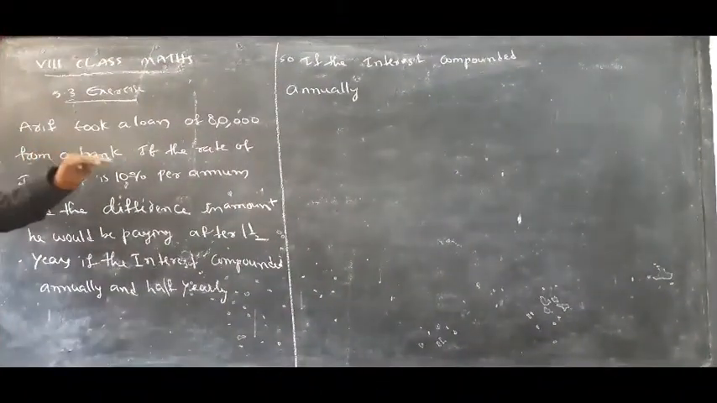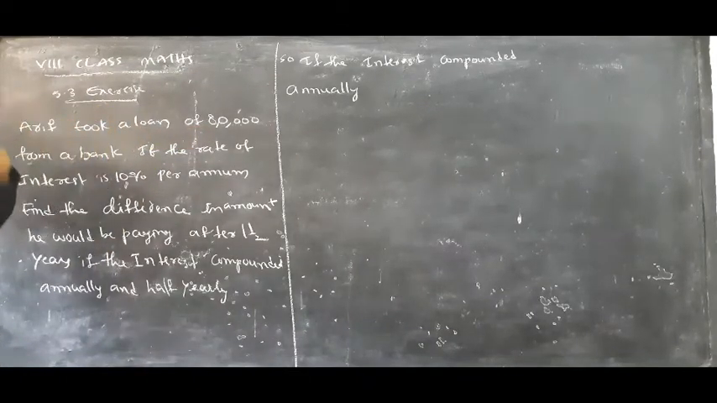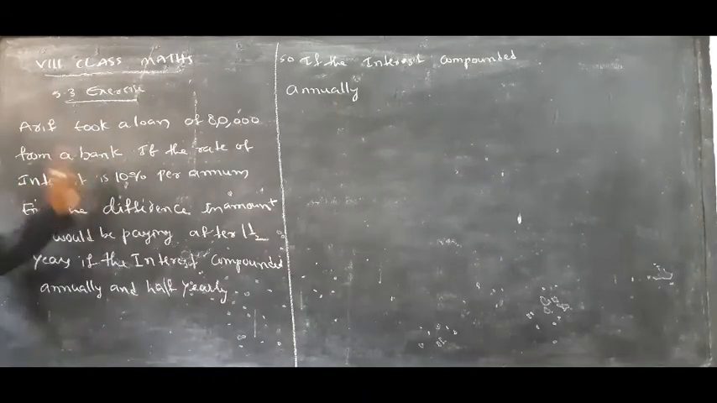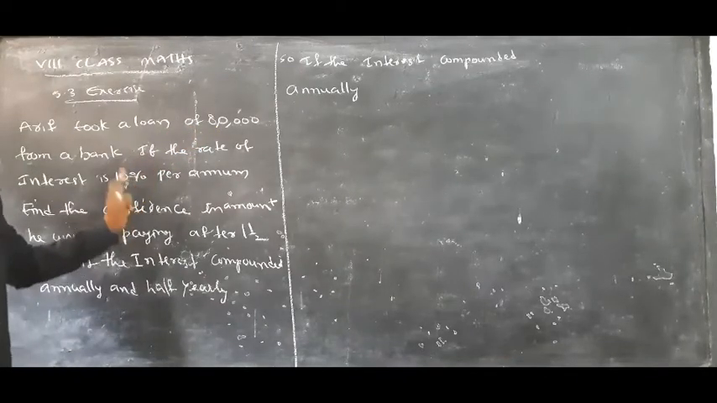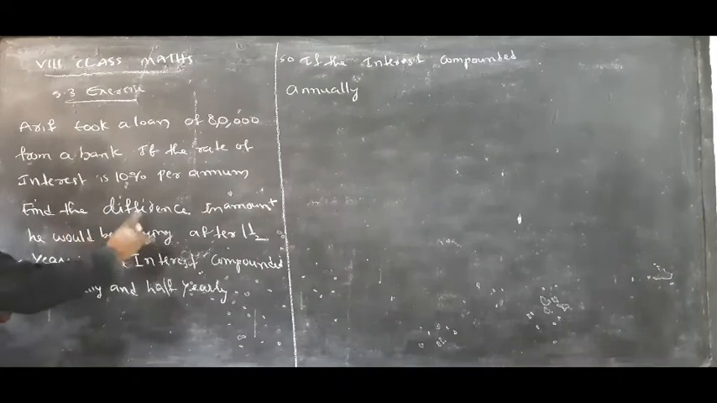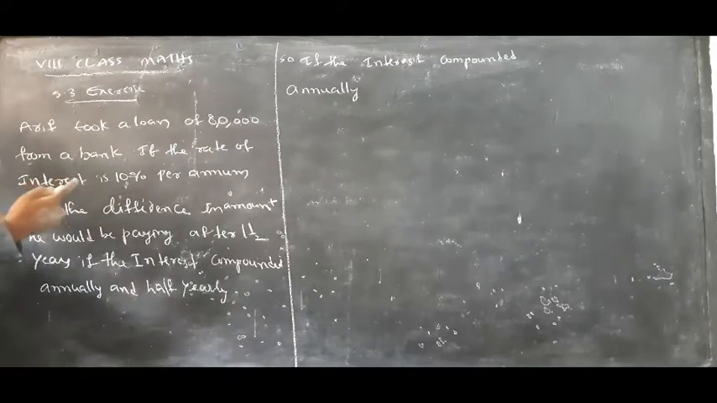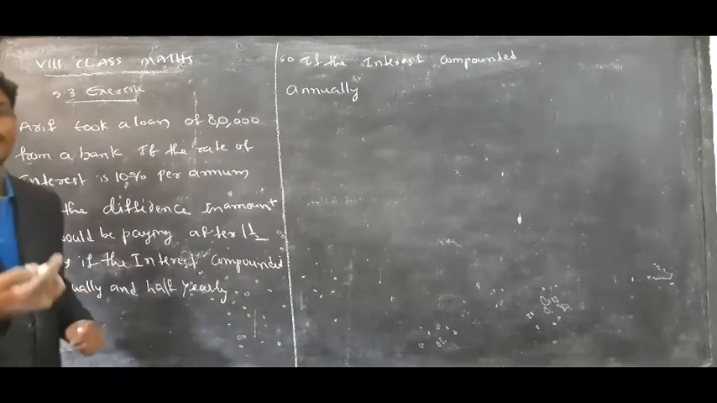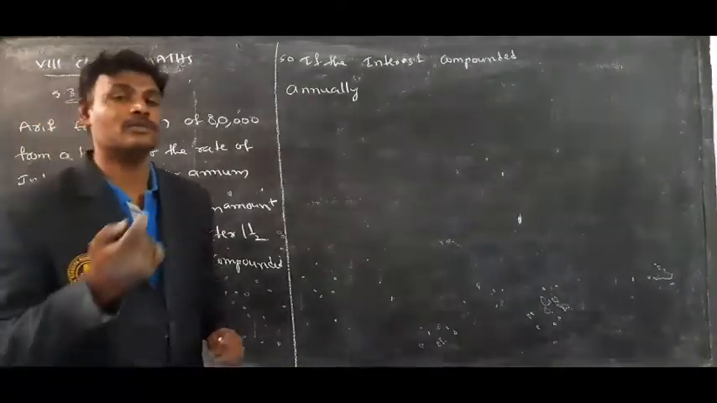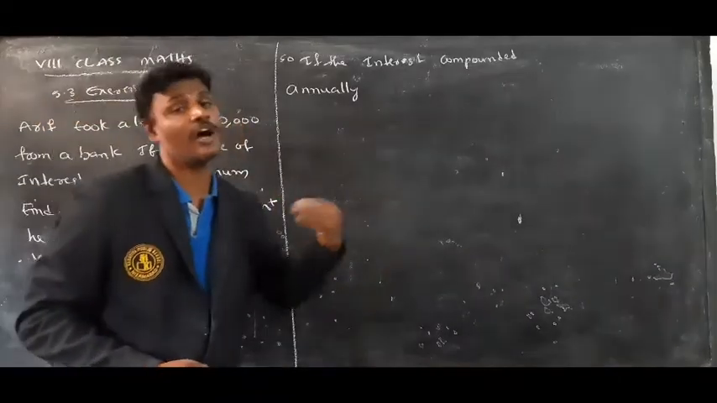Arif took a loan of 80,000 from a bank. If the rate of interest is 10% per annum, find the difference in the amount he would pay after 1.5 years to the bank. If the interest is compounded annually and also half yearly, you have to find the total amount after 1.5 years.